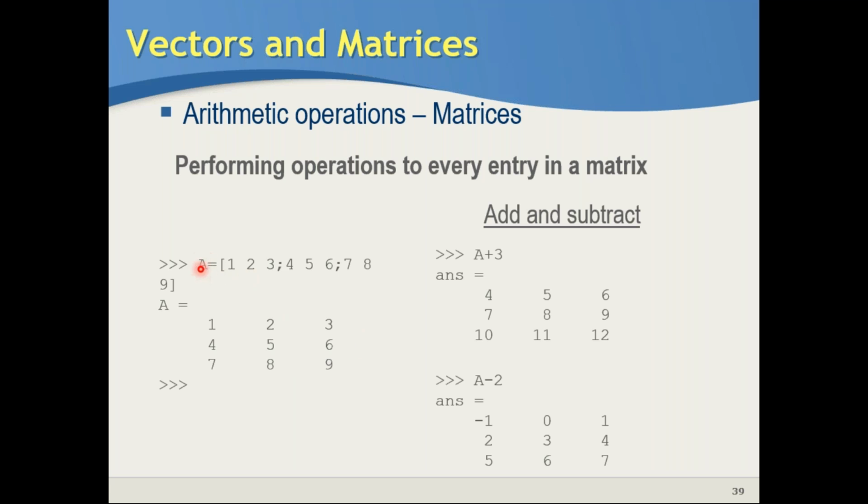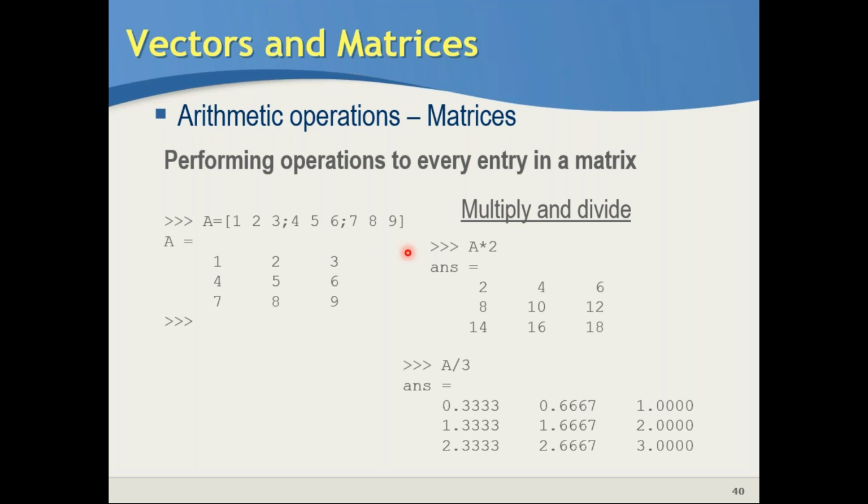Suppose we have taken this matrix A and these are the elements of matrix A, and if we want to add 3, then you just need to give A plus 3. The 3 will be added to all the elements of matrix A. Similarly, if we want to subtract 2 from the matrix A, then we just need to give A minus 2 as a command.